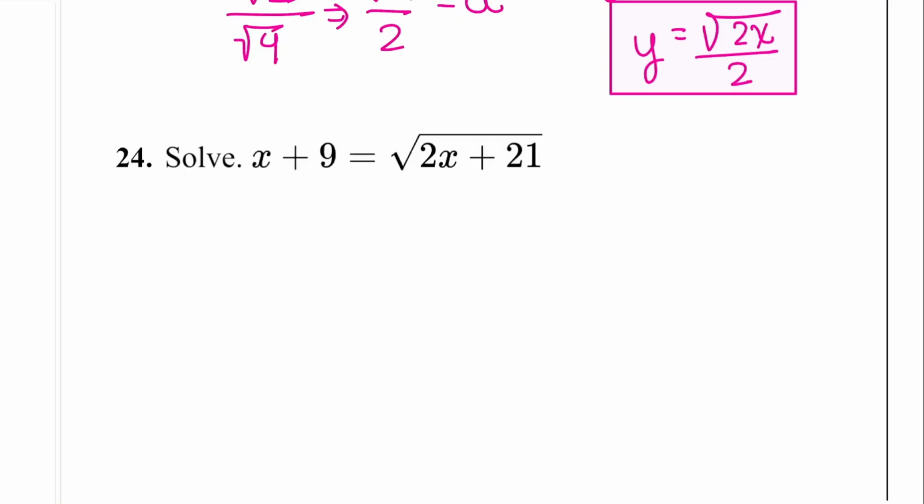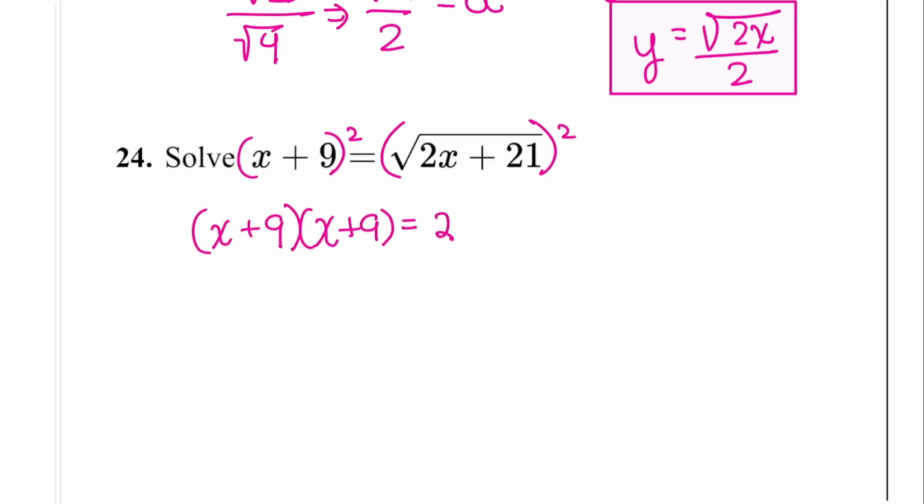Number 24, solve x plus 9 equals the square root of 2x plus 21. The radical is already isolated, which was a great first step. So we're going to square both sides. And remember that the exponent on a binomial is the amount of times that the parentheses are repeated. You are never going to distribute an exponent across a binomial. Once again, it's the amount of times that the parentheses are repeated. Now that we squared the radical on the right side, it's going to free up what's underneath of it. We're going to FOIL the left side here.